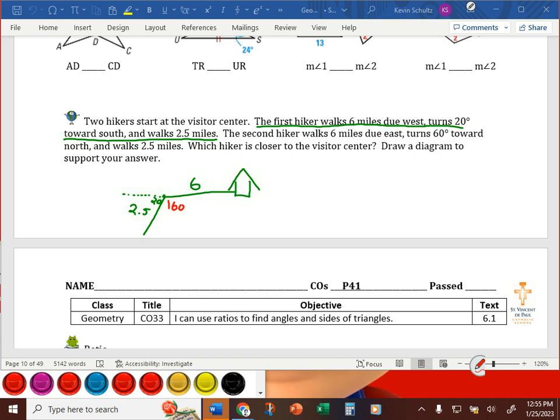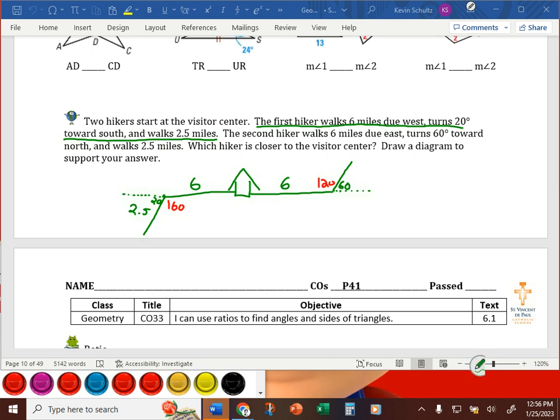Okay. The second hiker walks 6 miles due east, so their horizontal travels are the same. Turns 60 degrees towards north and walks 2.5 miles. Okay. So if he had continued going forward, there'd be no turn. But a 60-degree turn towards north would make this angle here 60 degrees. It's a freehand sketch. Okay, 120.